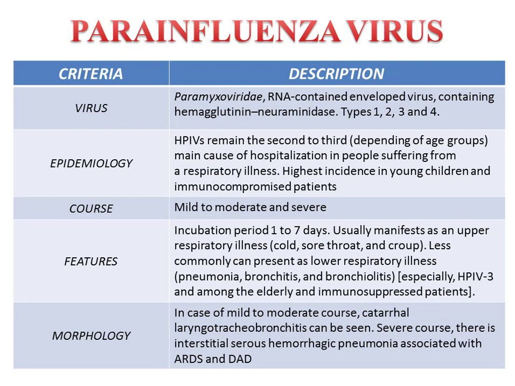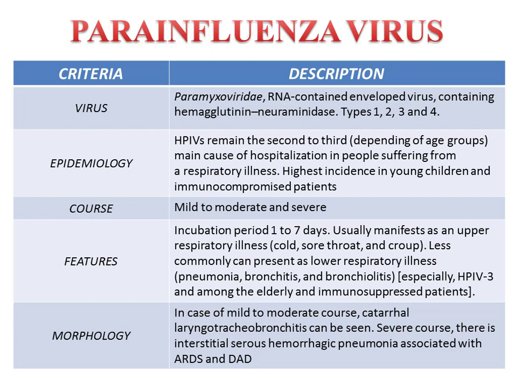Para-influenza virus remain the second to third main cause of hospitalization in people suffering from respiratory illnesses. The highest incidence can be seen in young children and immunocompromised patients. Course could be mild to moderate or severe. Incubation period lasts from 1 to 7 days, and this parainfluenza virus infection usually manifests as an upper respiratory illness, like a common cold, sore throat, and croup. Less commonly, it can be present as a lower respiratory infection, like pneumonia, bronchitis, or bronchiolitis. And especially that's typical for parainfluenza virus type 3 and among the elderly and immunosuppressed patients.